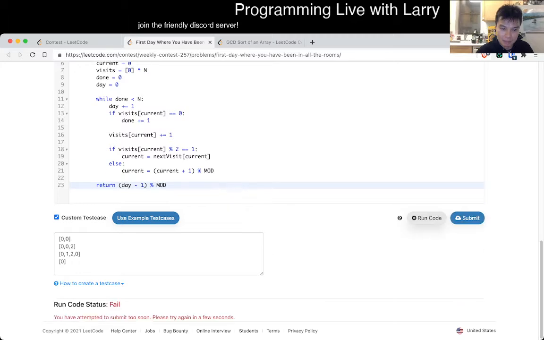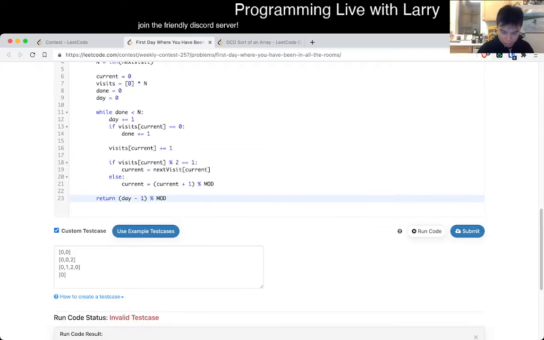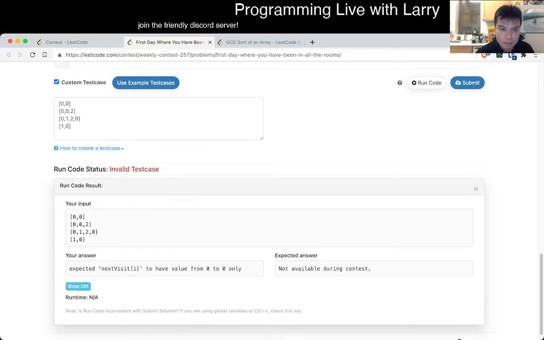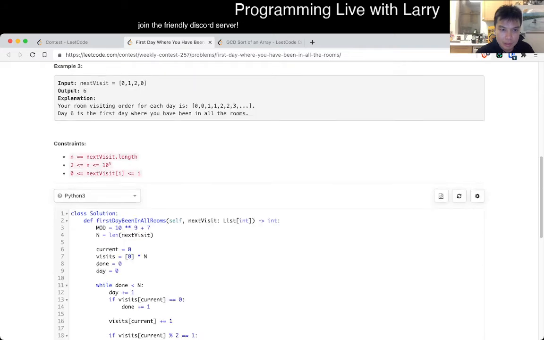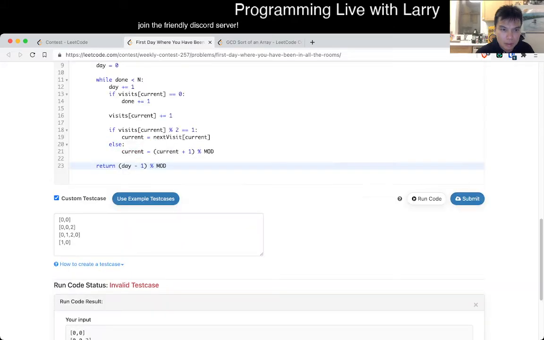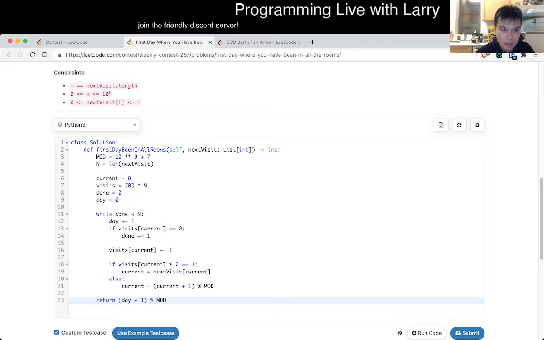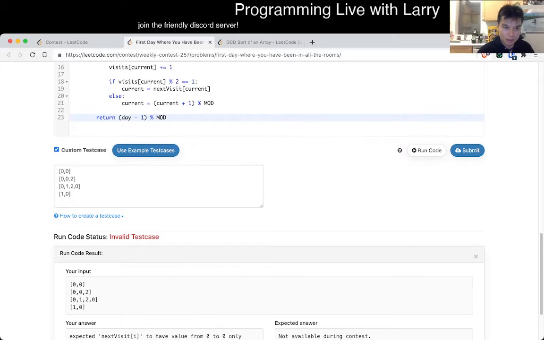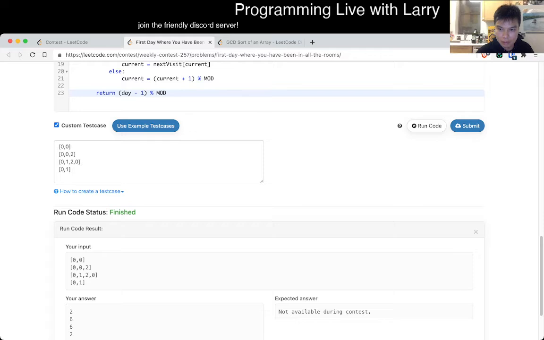Come on, let me submit. Okay, has to be at least 2. Is that a constraint? Why is that? Huh, that's actually weird. But okay. Actually, I didn't even think that's a possible case, but okay, whatever. Let's give it a submit.